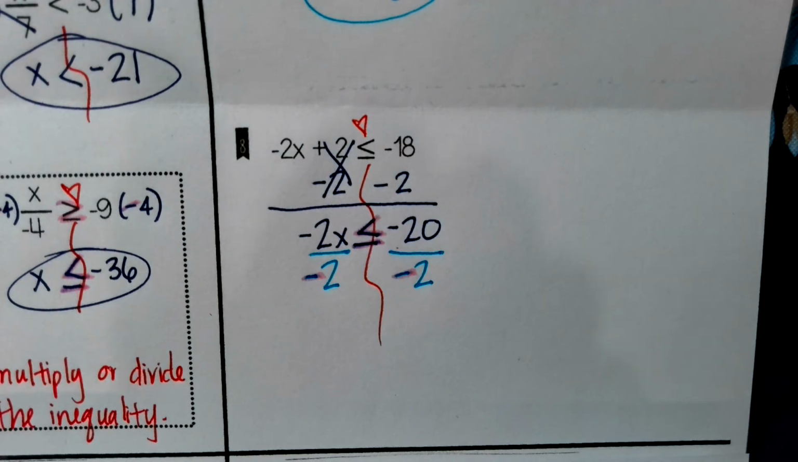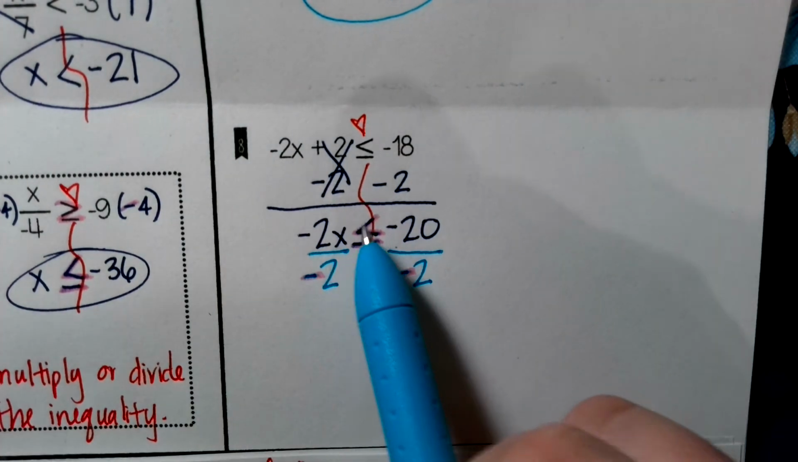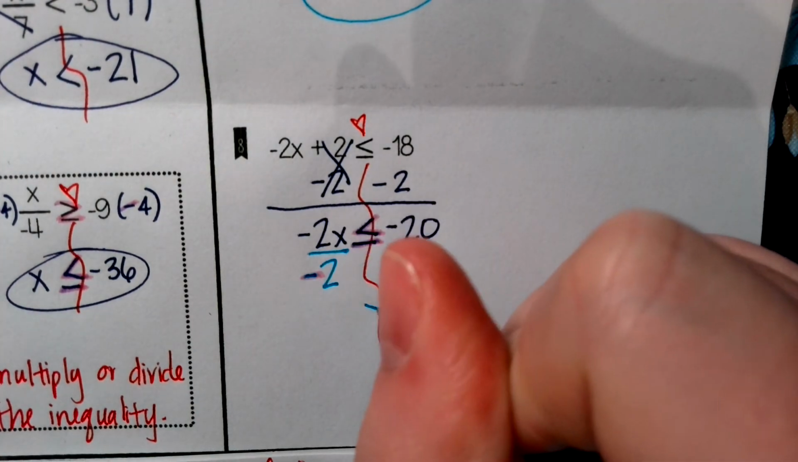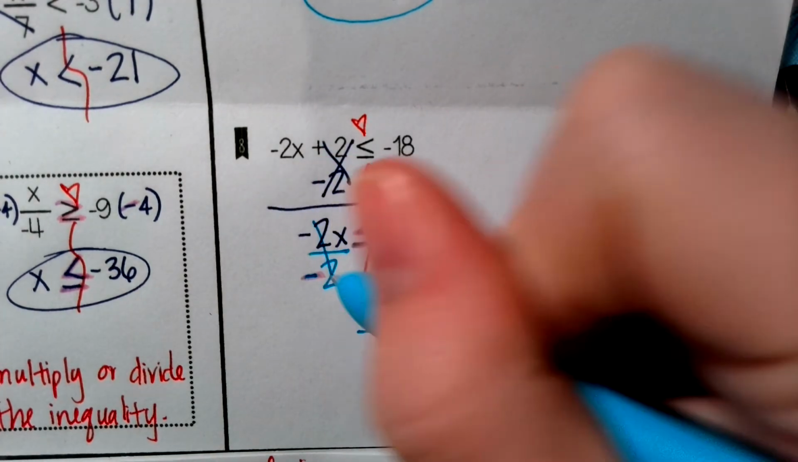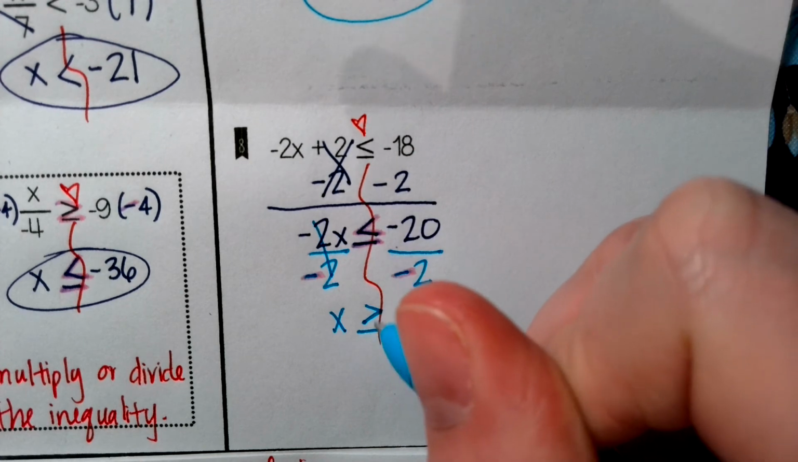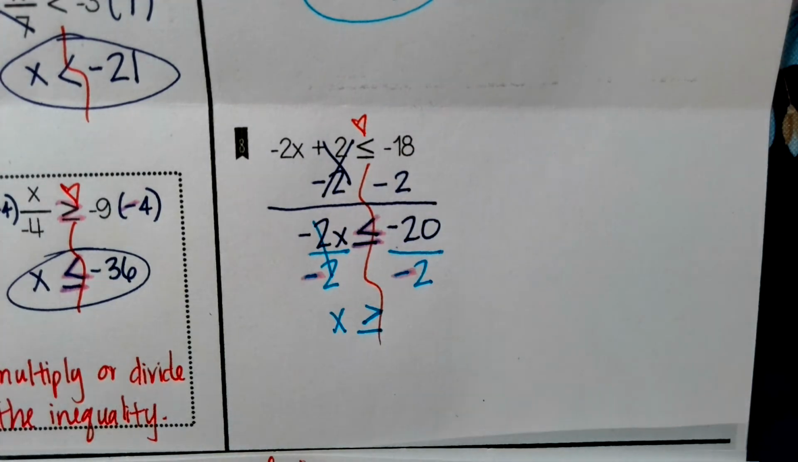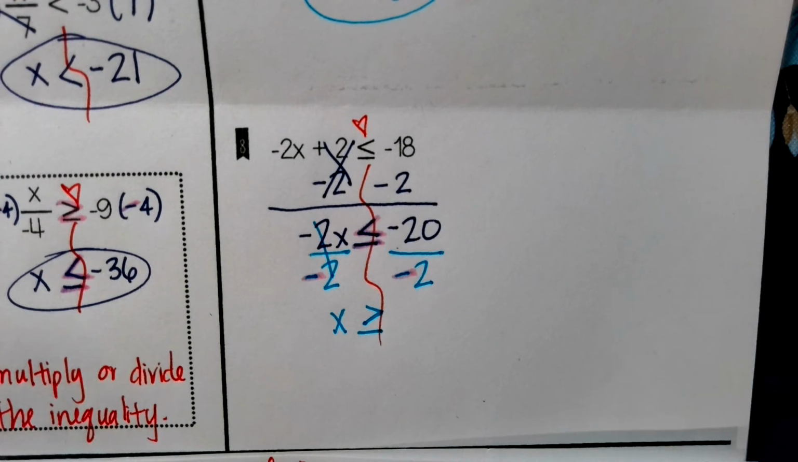My negatives tell me I gotta flip my sign. So that means instead of the big side facing the right, I need to switch. The big side needs to face the left now. So my 2's cancel. I'm gonna have x is greater than or equal to, what's negative 20 divided by 2?